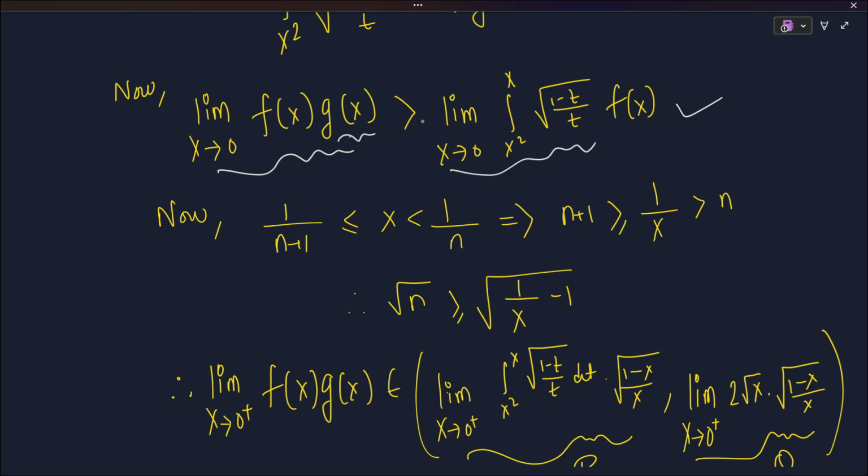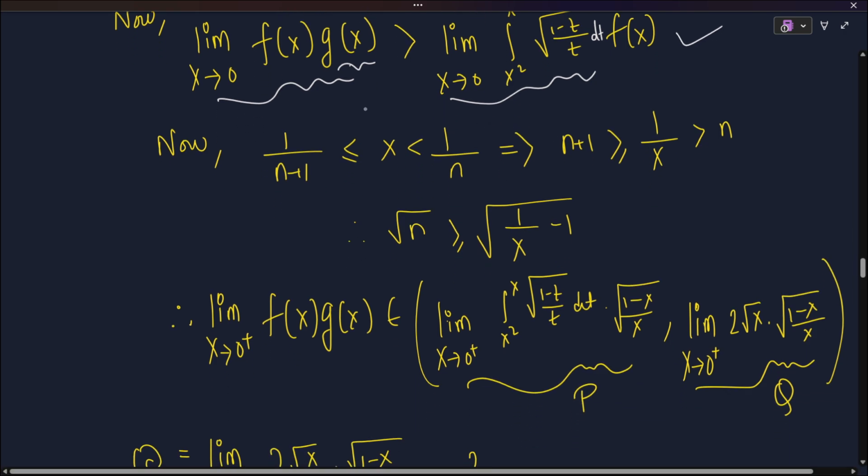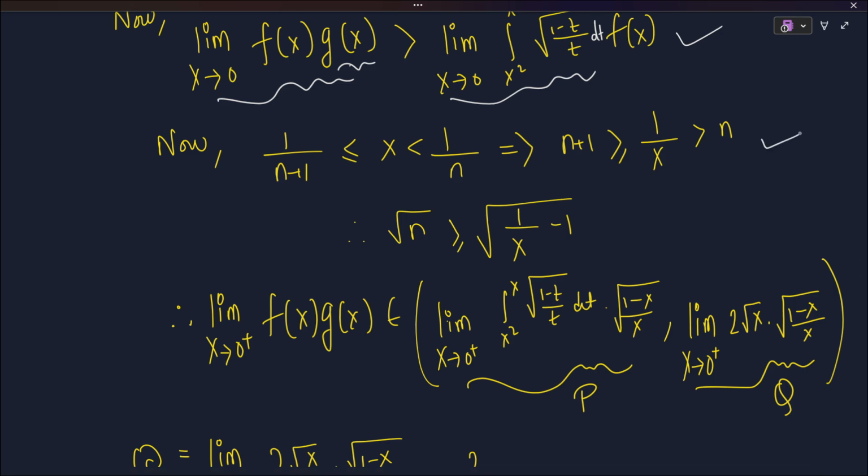In place of g of x, we put the function which g of x was greater than, that is this limit x squared to x integration root over 1 minus t by t dt, into f of x. But in order to do that, we also need to find out the bounds for f of x. Now remember that you had 1 by n plus 1 less than or equal to x less than 1 by n, right? From this, you can do the reciprocal and find this relation.